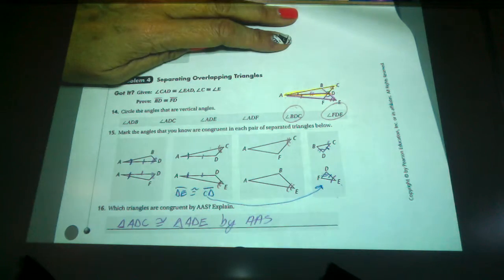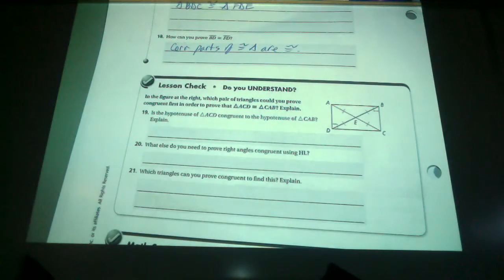So the whole point of this lesson is that you might have to prove two sets of triangles congruent in order to get to some parts that you want to prove are congruent.